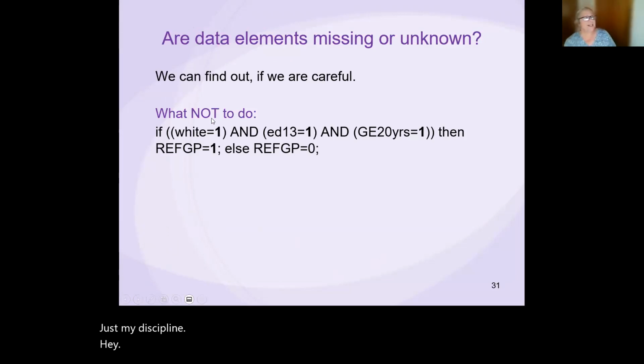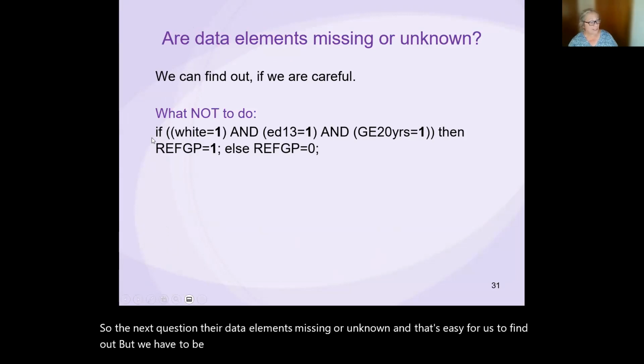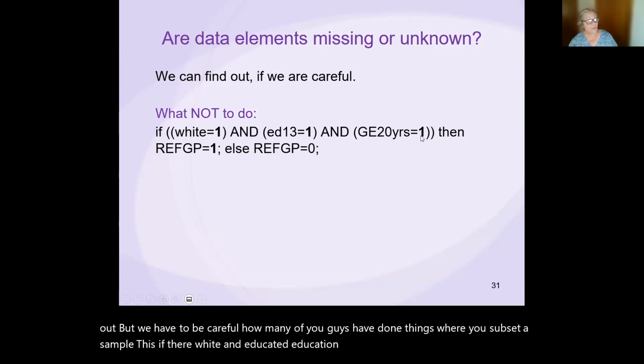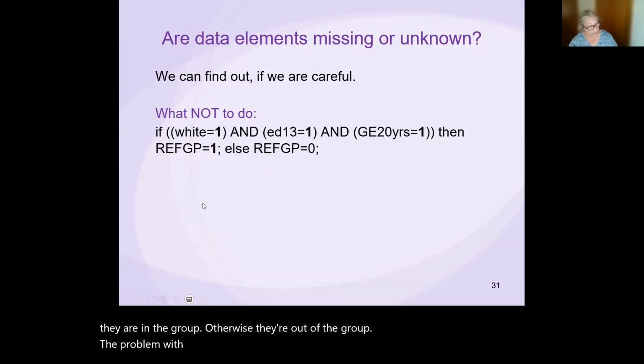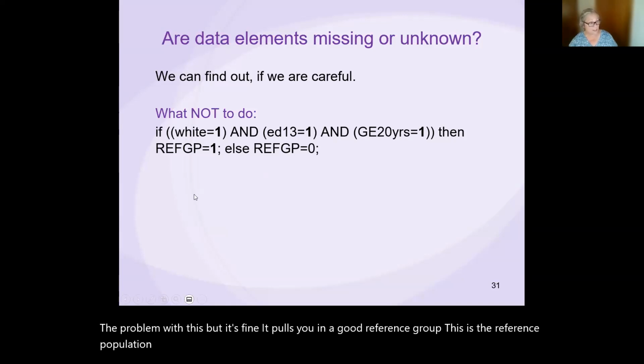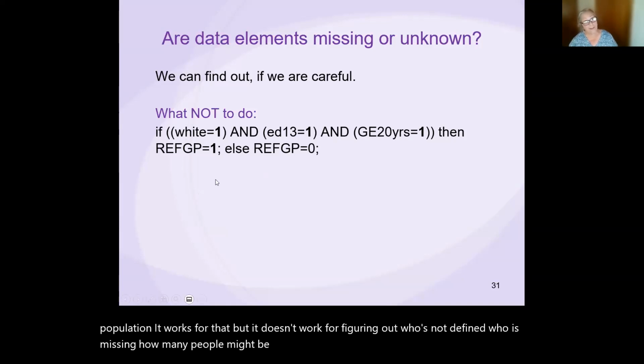So the next question: are data elements missing or unknown? That's easy for us to find out, but we have to be careful. How many of you have done things where you subset a sample like this? If they're white and education is 13 years or greater and age is greater than 20, then they're in the group. Otherwise, they're out of the group. The problem with this is that it pulls you a good reference group. This is the reference population. It works for that, but it doesn't work for figuring out who's not defined, who is missing, how many people might be in the reference group or not, and we just don't know.